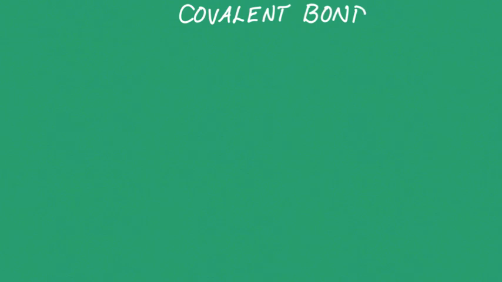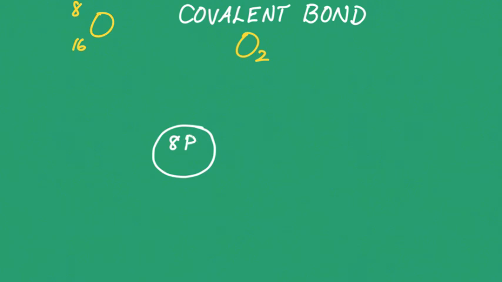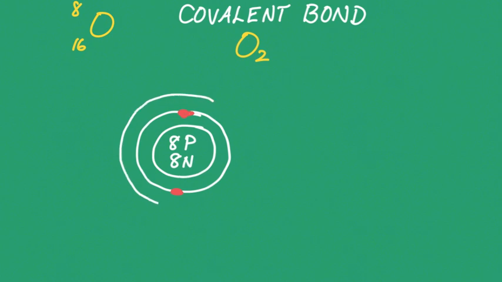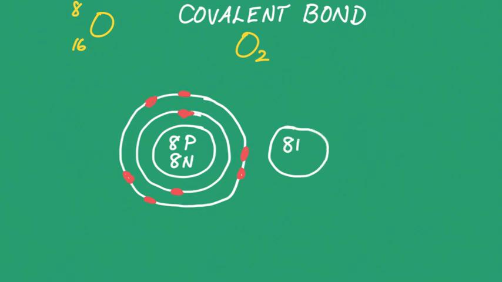When two oxygen atoms come together, they share two pairs of electrons and form a double bond between the two oxygen atoms. Oxygen has 8 protons and 8 neutrons. So the first shell has 2 electrons. The second shell has 6 electrons. It needs 2 more electrons to complete its second shell. So when two oxygen atoms come really close together, they intersect each other, they can share 2 pairs of electrons.